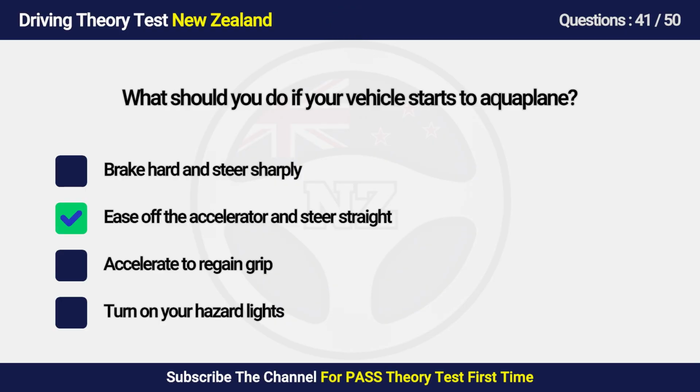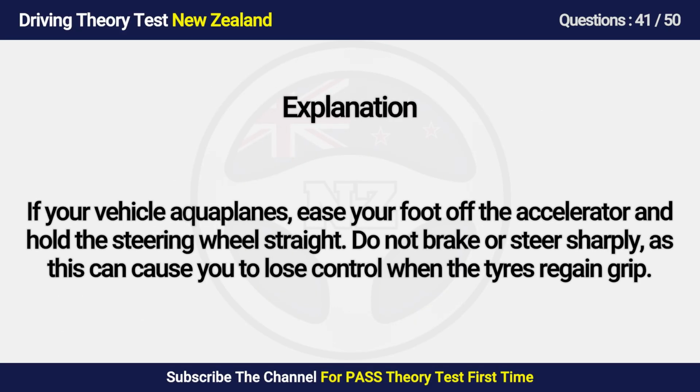Answers is B. Ease off the accelerator and steer straight. If your vehicle aquaplanes, ease your foot off the accelerator and hold the steering wheel straight. Do not brake or steer sharply, as this can cause you to lose control when the tires regain grip.